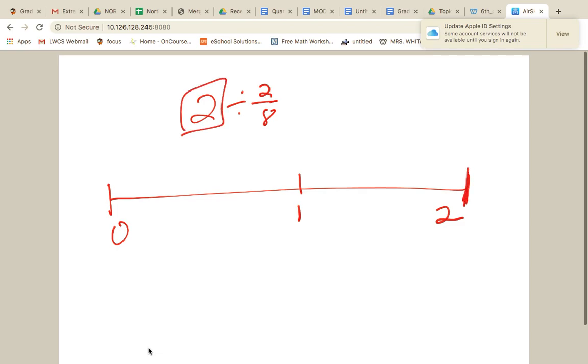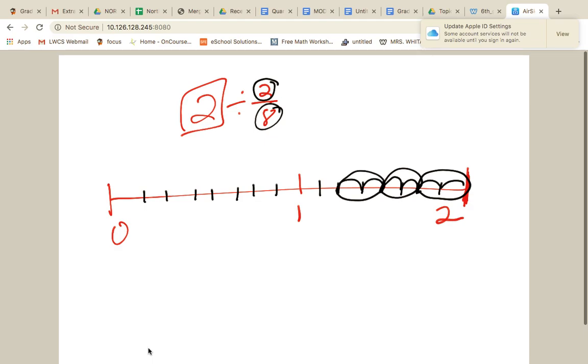Your whole should be broken down into 8. So I say 1, 2, 3, 4, 5, 6, 7, 8. But you got to circle groups of 2/8. So that's 1/8, 2/8, circle it. You got one group. 1/8, 2/8, circle it. Two groups. 1/8, 2/8, circle it. Three groups. 1/8, 2/8, circle it. You got four groups of 2/8.